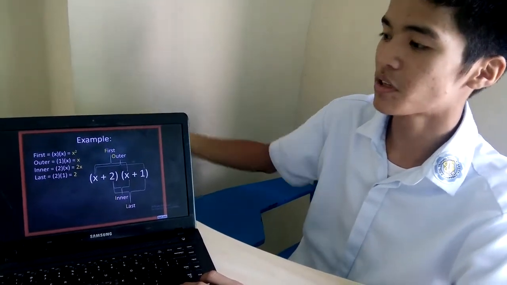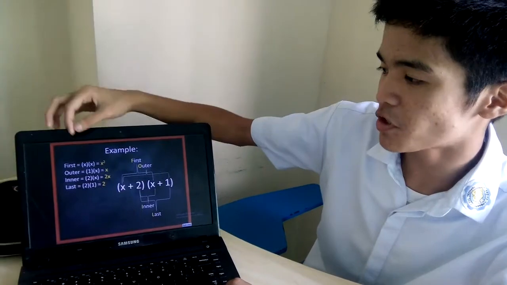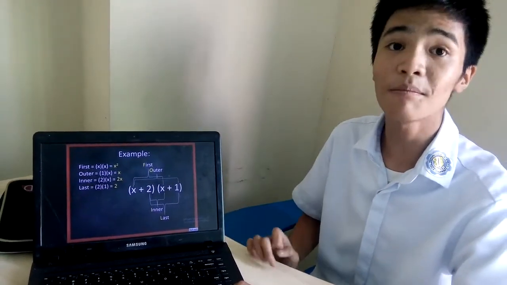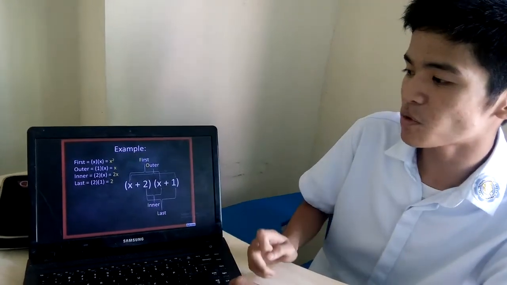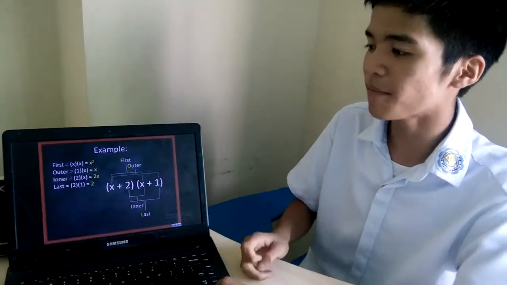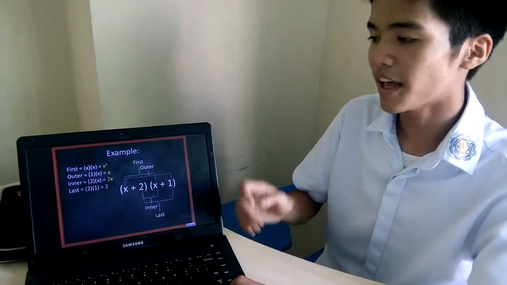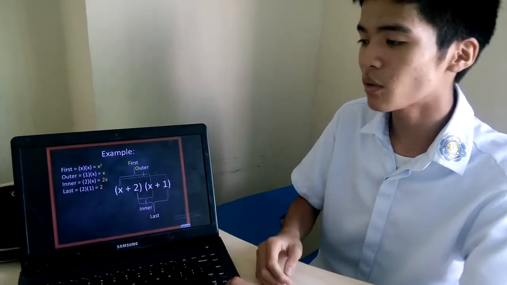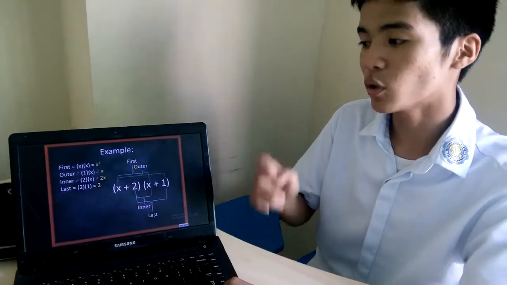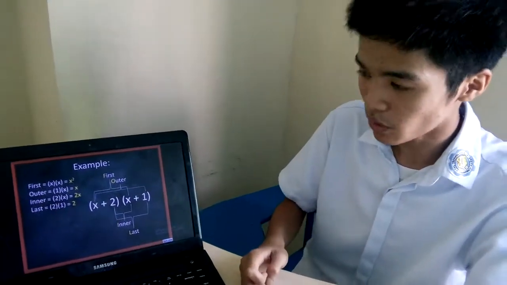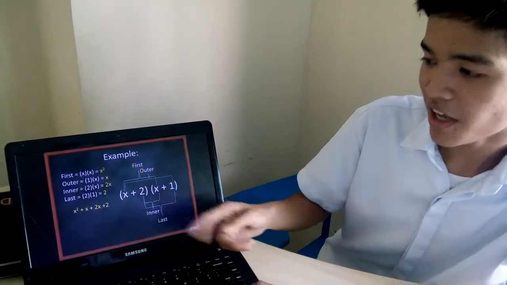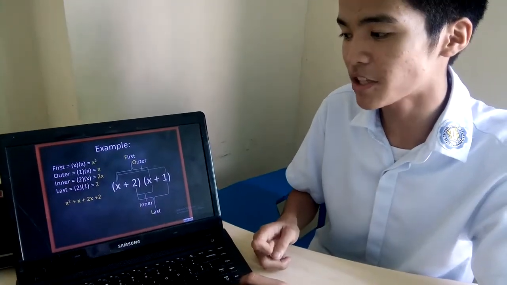The first terms, x and x, have a product of x squared. The outer terms, 1 and x, if you multiply them, have a product of x. The inner terms, 2 and x, have a product of 2x. And the last terms, 2 and 1, have a product of 2. And as an answer, x squared plus x plus 2x plus 2.